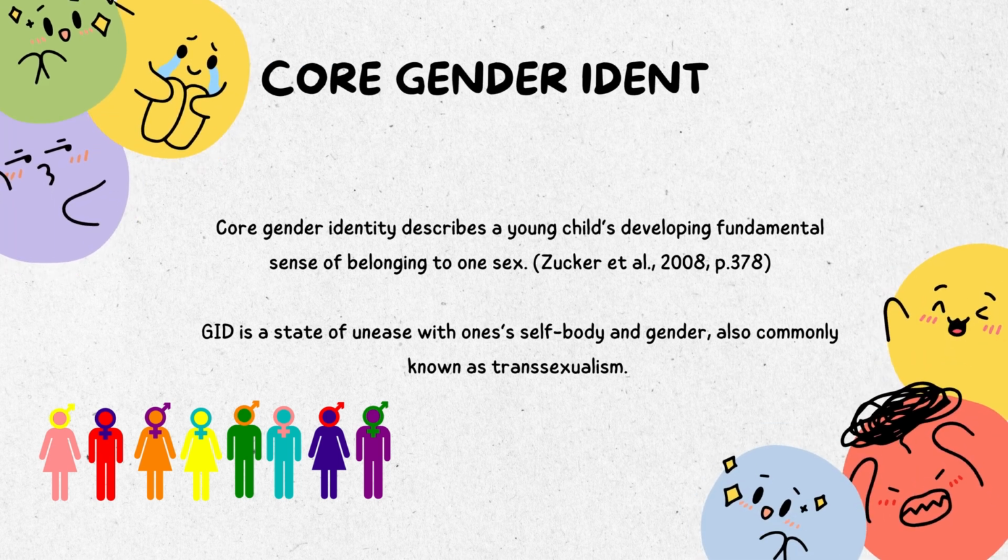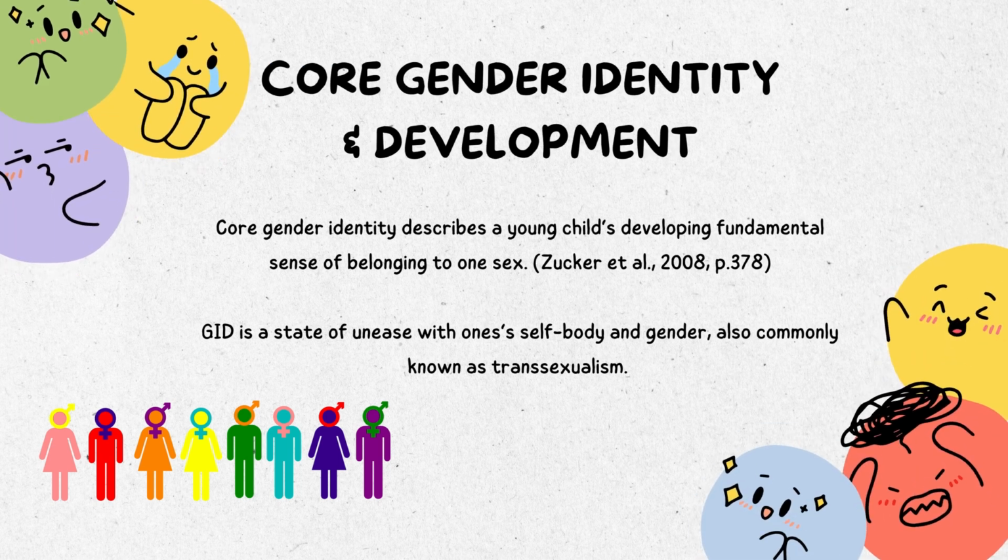So we're going to talk about core gender identity and development. According to an article that we found, core gender identity describes a young child's developing fundamental sense of belonging to one sex. This means that core gender identity is when a kid develops a feeling of fitting in to one sex, to be comfortable with one sex.